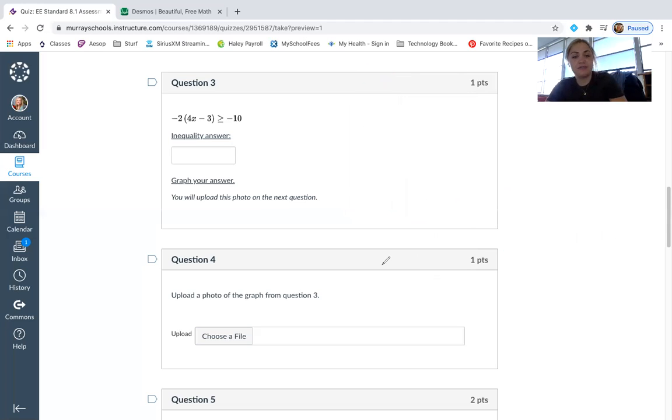Let's look at question number 5. I forgot to write in the answer. That was x is less than or equal to 2, I believe it was. Okay.